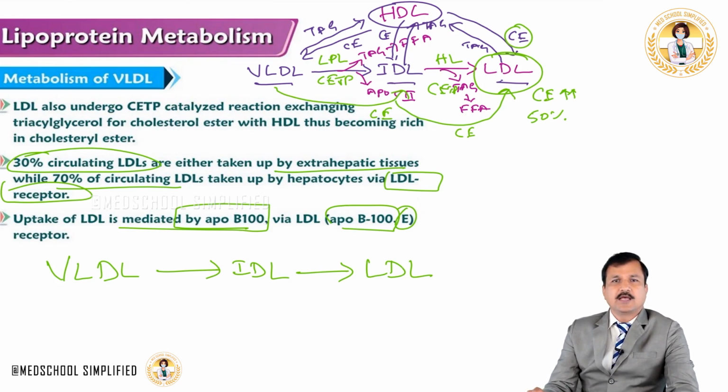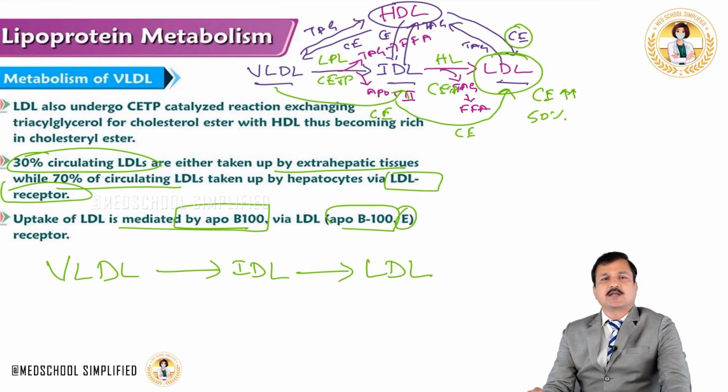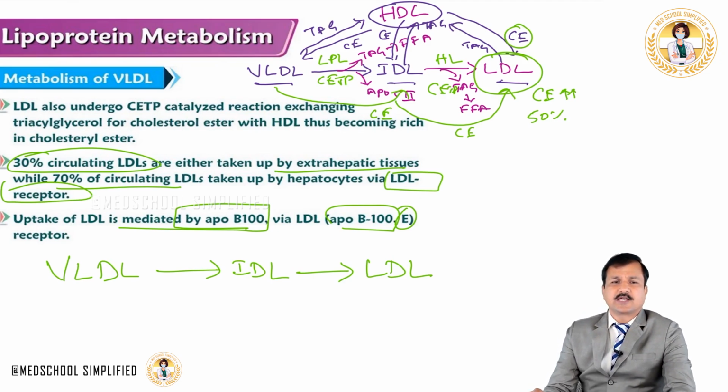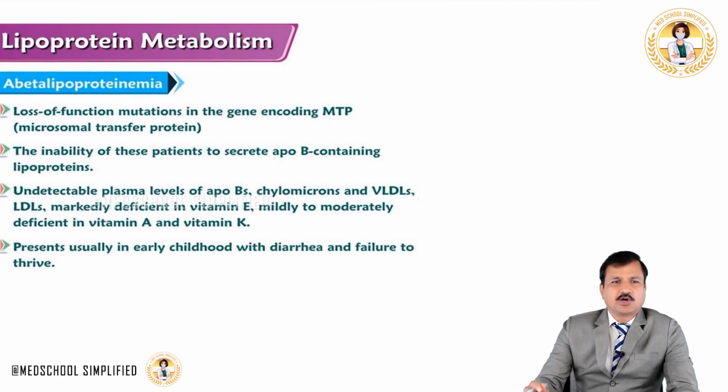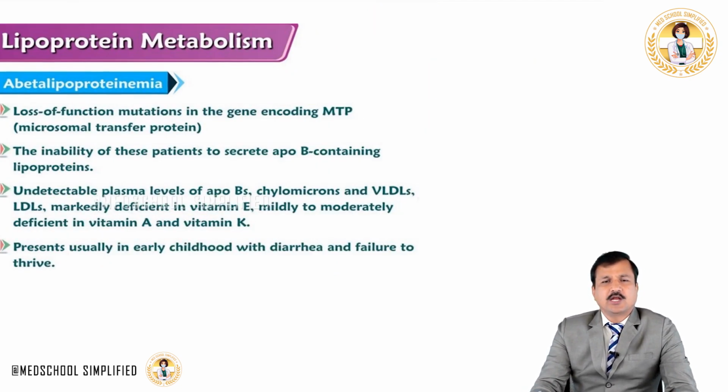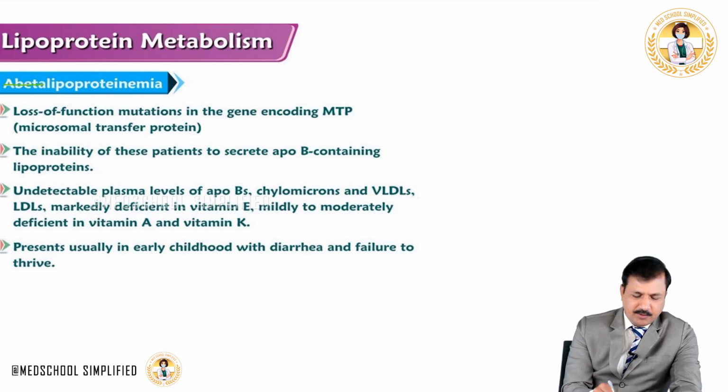taken up by the extrahepatic tissues and also hepatic tissue. 30% is taken up by the extrahepatic tissue, 30 to 40% in fact, and 60 to 70% is taken up by the hepatic tissues. Now let's move on to see a disorder that is associated with chylomicrons and VLDL metabolism, and that is A-beta lipoproteinemia.